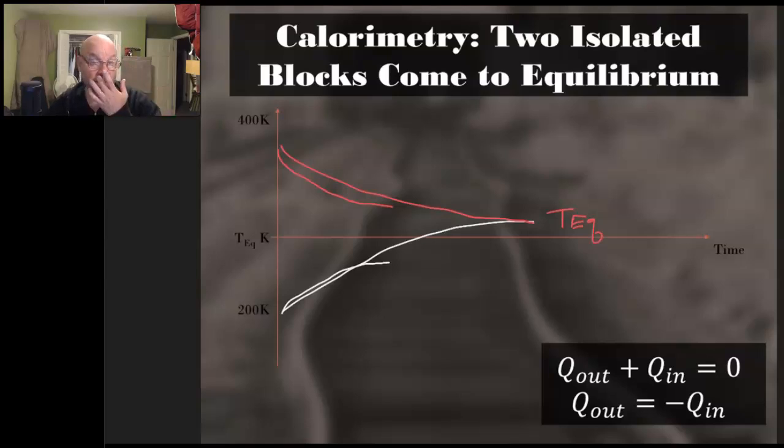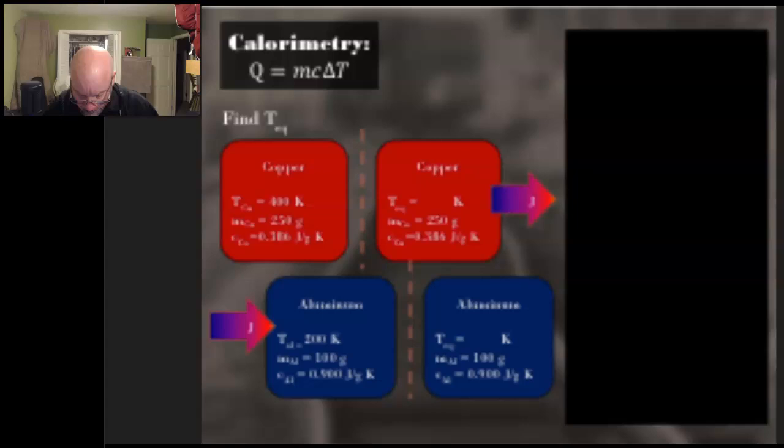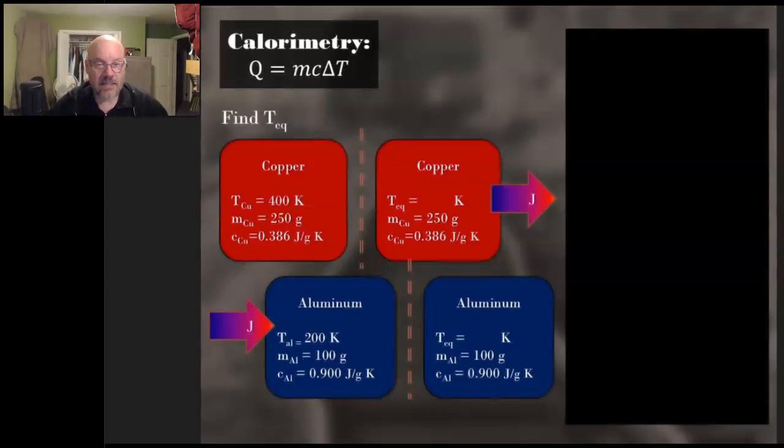And so what we want to be able to do is to say, given two masses at two temperatures, what is their equilibrium temperature once that happens, okay? So that's what we're going to do here, okay? So I've got my copper block, and it's going to give up heat to the aluminum block, all right? And it starts at 400. The aluminum starts at 200, and they're going to meet somewhere in the middle, all right? So I'm going to put over here that we're looking for some final temperature of the copper, and that's going to be the same final temperature for the aluminum, okay?